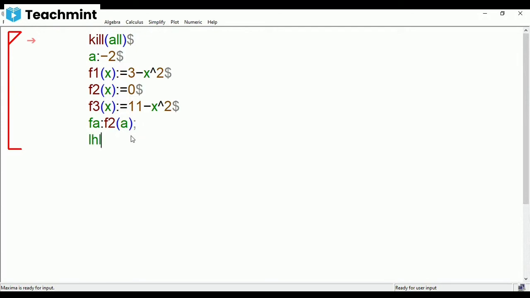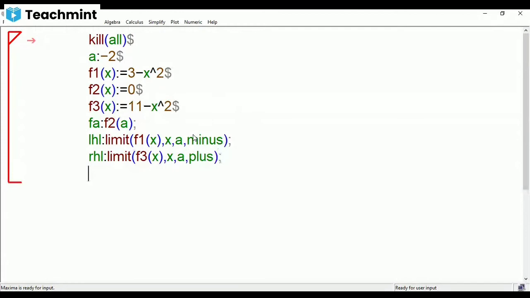Okay. Now let us find out the left hand limit. That is limit of, in the left hand limit, your x is less than a, that is x is less than minus 2. If x is less than minus 2, you have to take f1 of x. So f1 of x, comma, x tends to a minus. That means your x is less than a. RHL. What is your RHL? Limit of, here your x is greater than a, that is greater than minus 2. For that you have to take f3 of x, f3 of x, x tends to a plus.